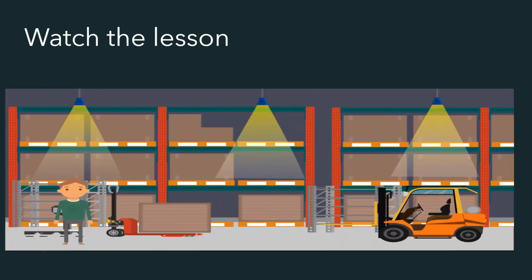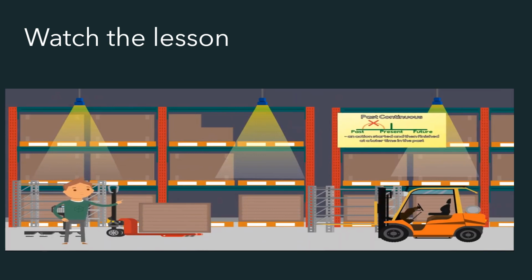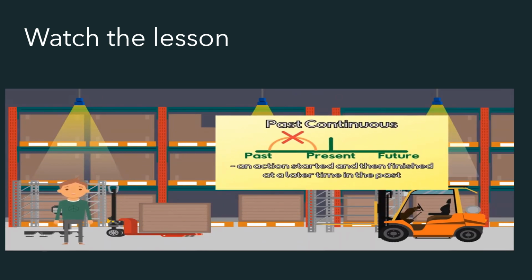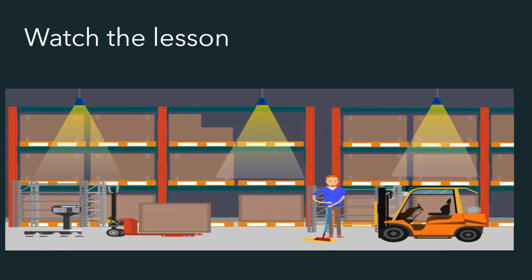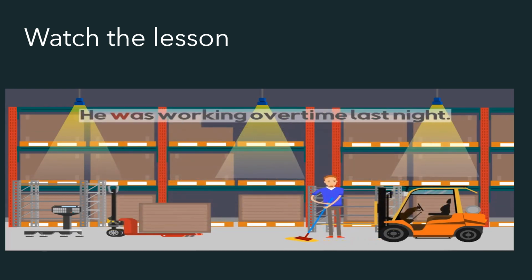We also use the past continuous tense for actions that started in the past and finished at a later time in the past. Like this. He was working overtime last night.